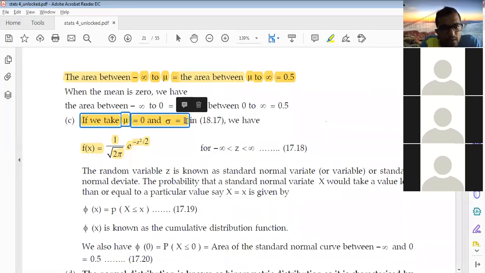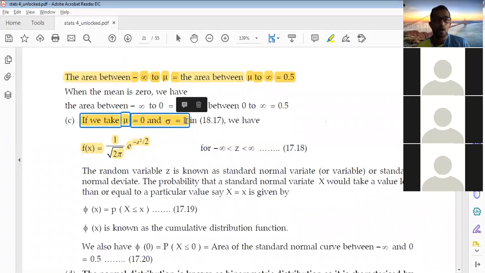E to the power minus, here some data is missing, sir. Yes, what was the data here? Instead of z, there was something as x minus mu divided by sigma. Isn't it, students? Yes, no. In the previous formula, z was nothing but x minus mu divided by sigma. And that is missing here, and that is replaced by z.